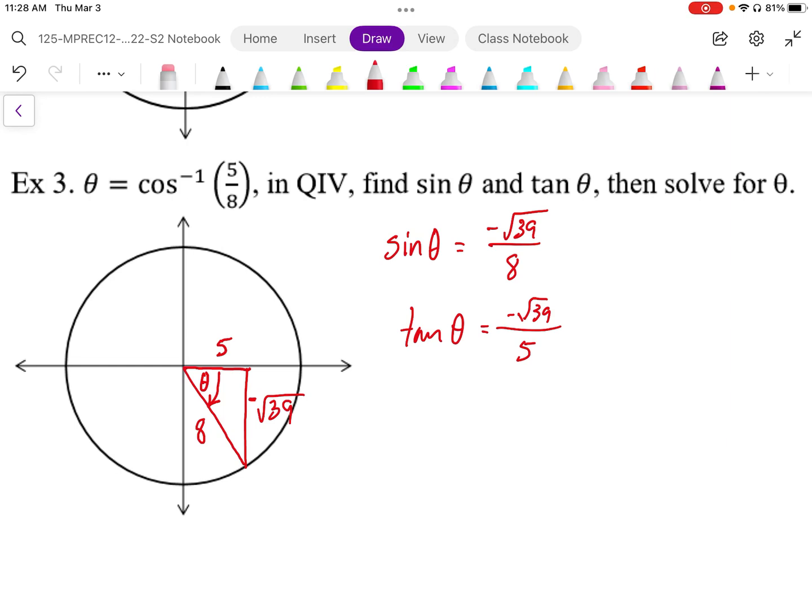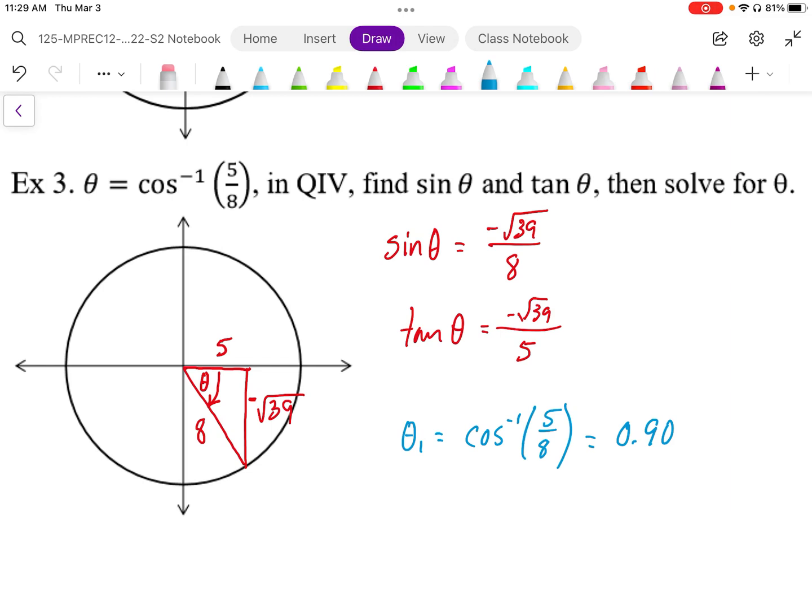And then lastly, we're being asked to solve for theta. So I'm going to solve for theta 1. I'm going to just apply the arc cos. Applying the arc cos, I end up with an angle of 0.895. So I'm going to round that to 0.90 radians. That's my theta 1.